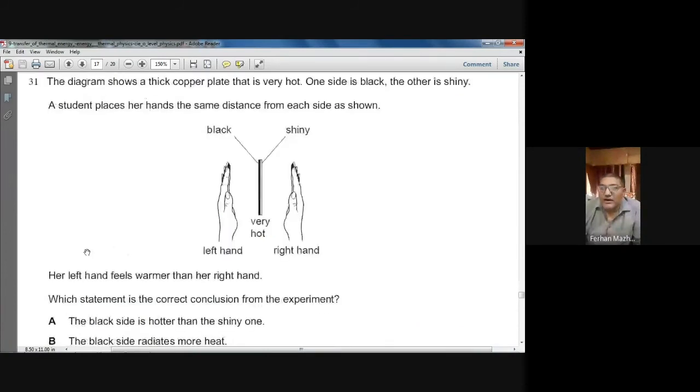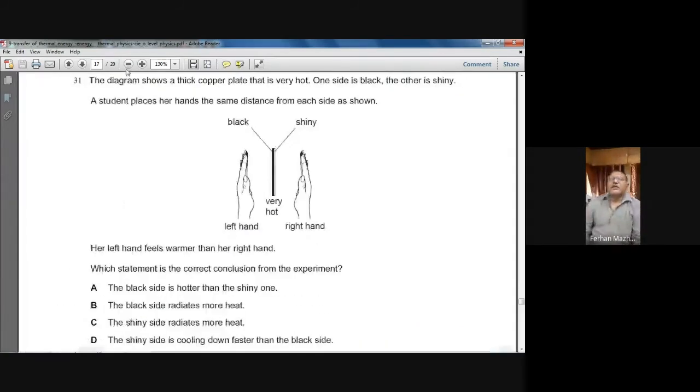Question number 31. The diagram shows a thick copper plate that is very hot. One side is black, the other is shiny. A student places her hands the same distance from each side as shown. Her left hand feels warmer than her right hand. Which statement is the correct conclusion from the experiment?